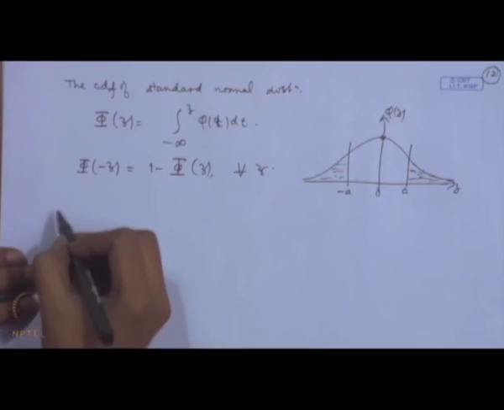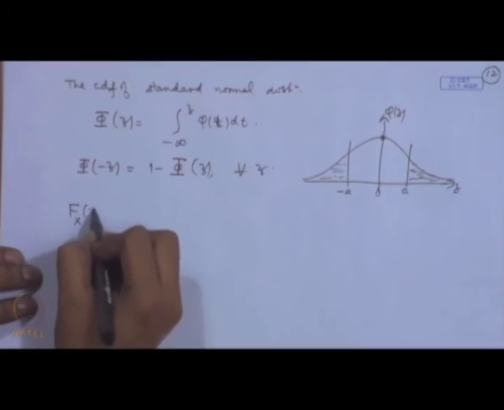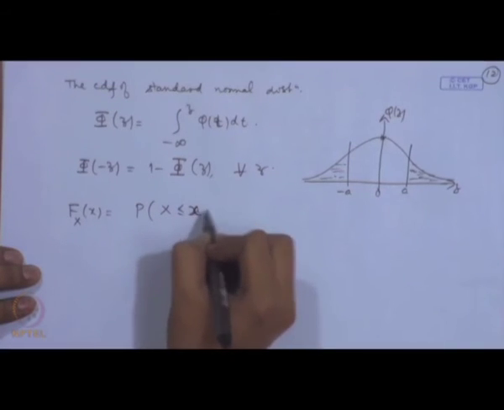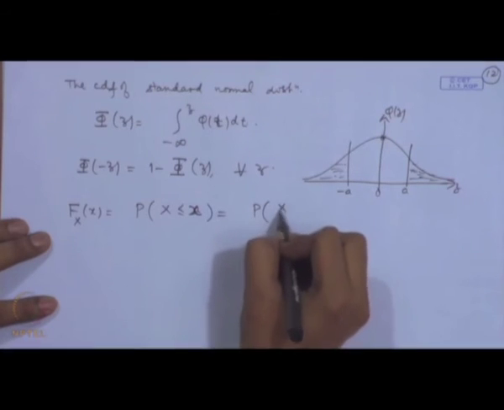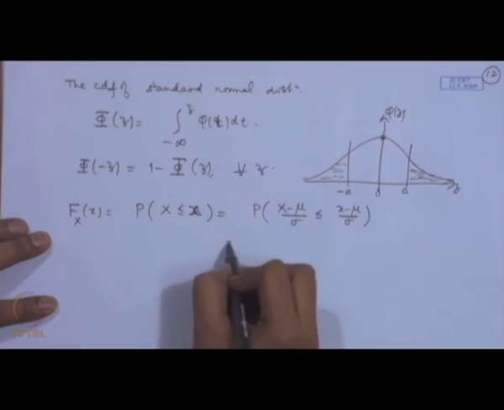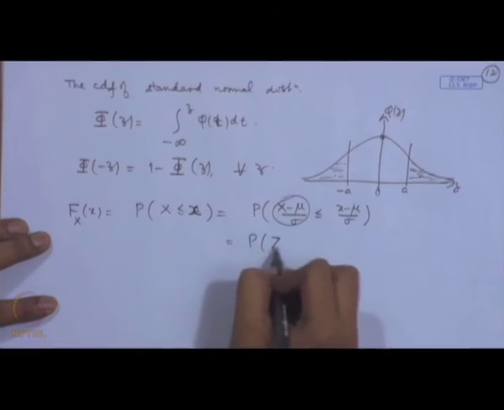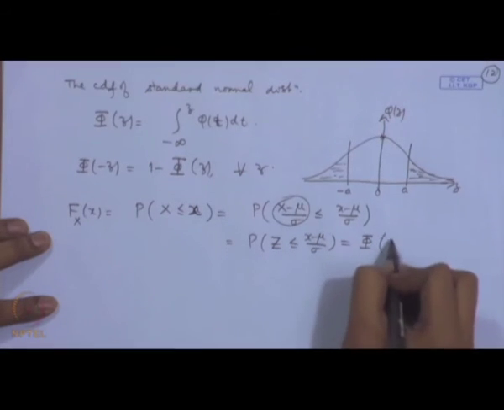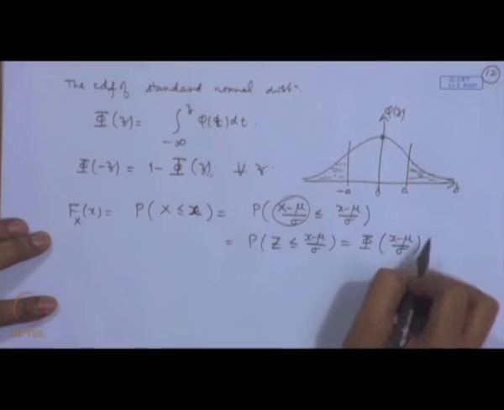So, if I consider say the CDF of x, that is the probability of x less than or equal to small x, then that is equal to probability of (x minus mu) by sigma less than or equal to (small x minus mu) by sigma. Now, this is nothing but z. So, this is becoming z less than or equal to (x minus mu) by sigma. So, that is equal to phi of (x minus mu) by sigma. Therefore, any probability statement of a general normal distribution can be evaluated in terms of the cumulative distribution function of a standard normal random variable.